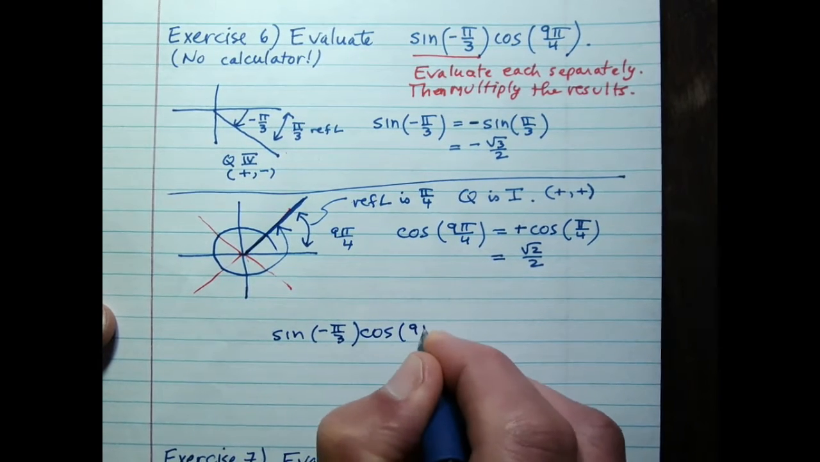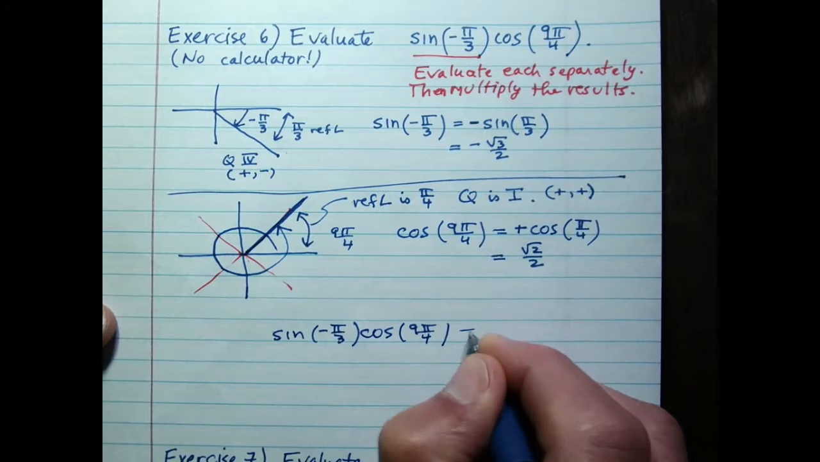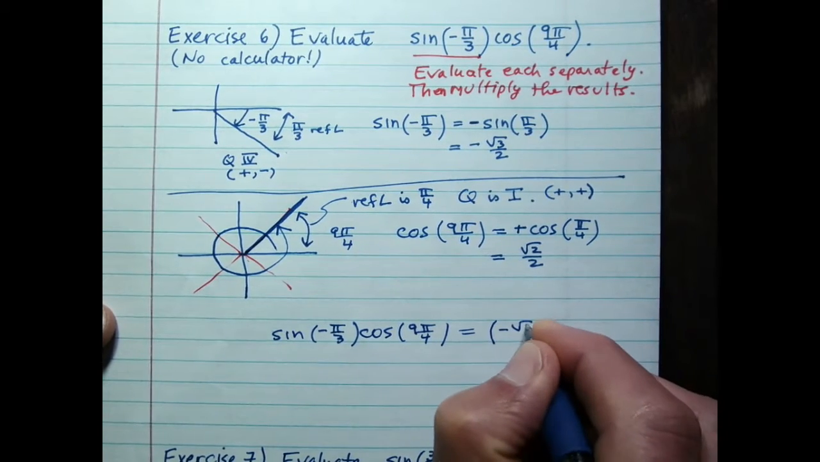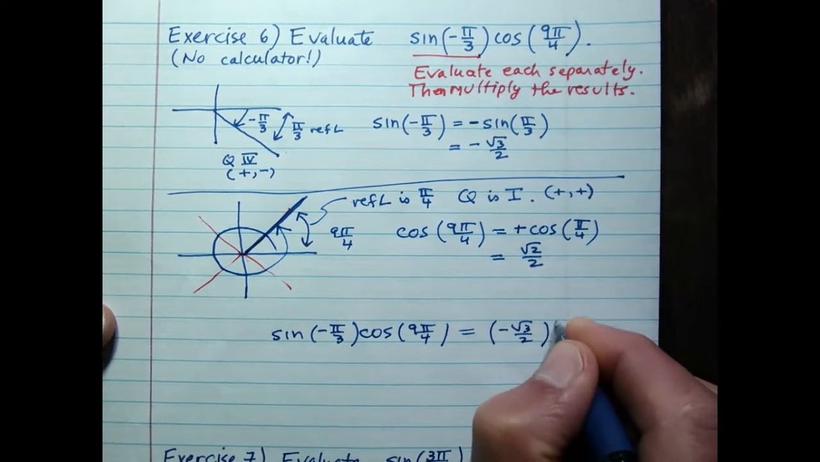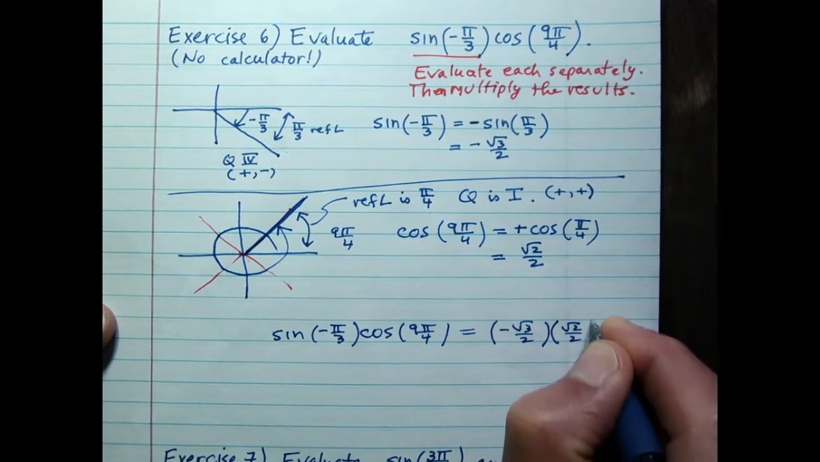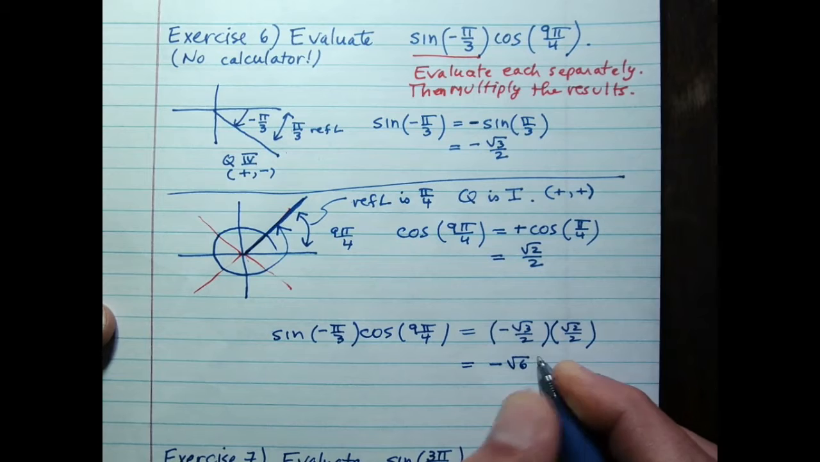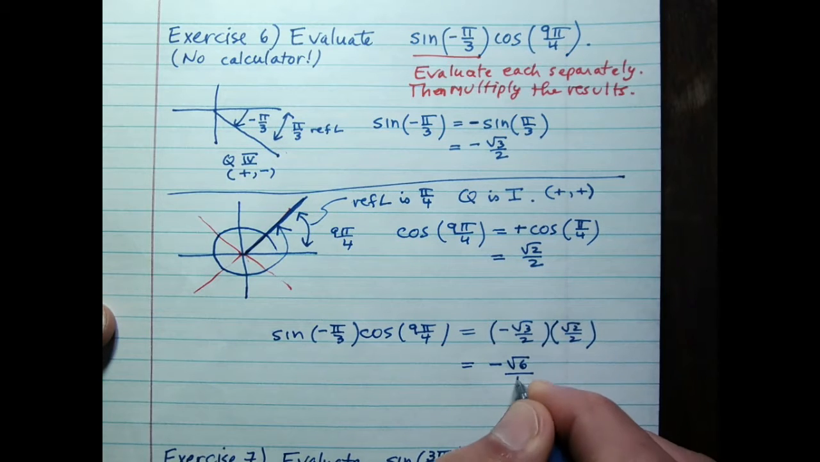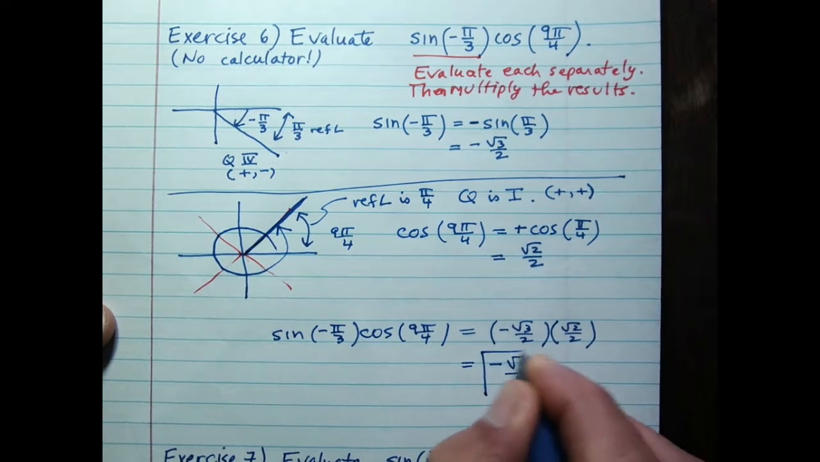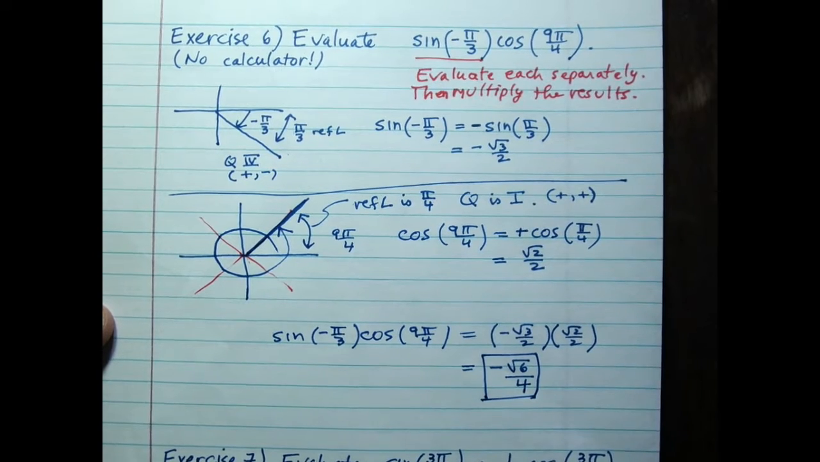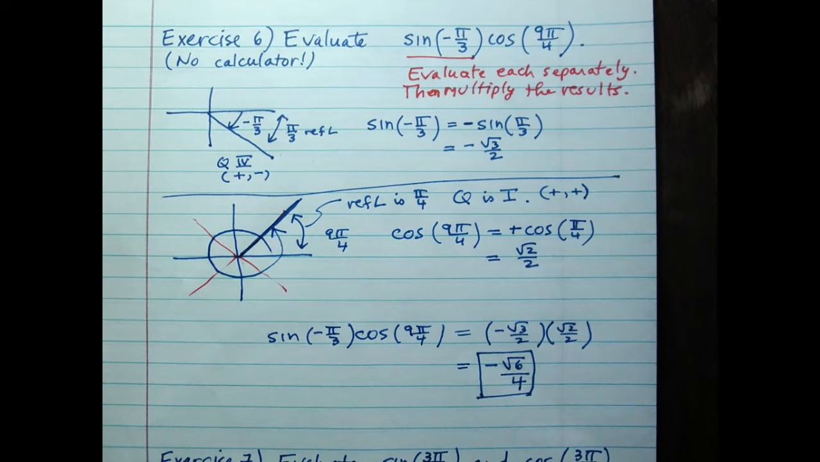All right, so for our final answer here, we're going to take sine of negative pi over 3 times cosine of 9 pi over 4. Now all we've got to do is multiply these two results together. Negative square root of 3 over 2 times square root of 2 over 2 is negative. I can multiply the square roots. Negative square root of 6 over 2 times 2 is 4. And there's my value for exercise 6. Negative square root of 6 over 4.